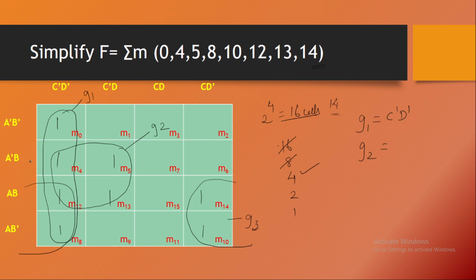If I take the row headers, it is AB plus A dash B, which is nothing else but B, into C dash D dash plus C dash D, which is nothing else but C dash.